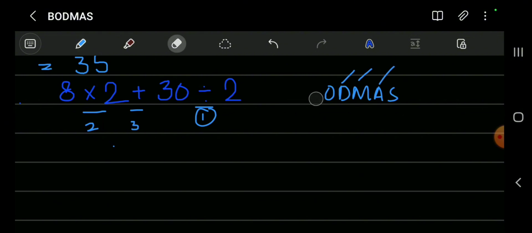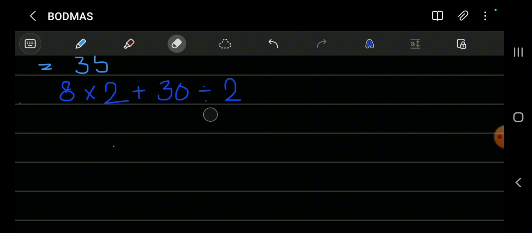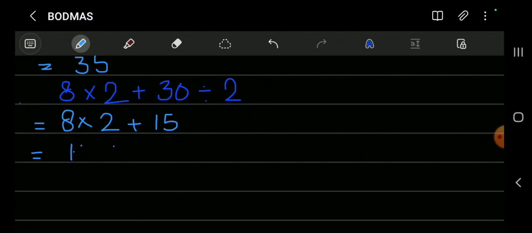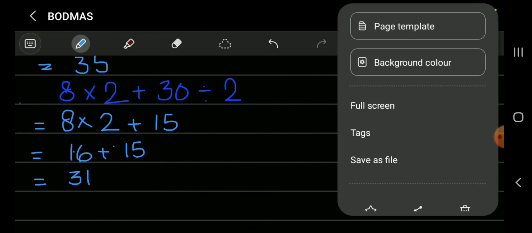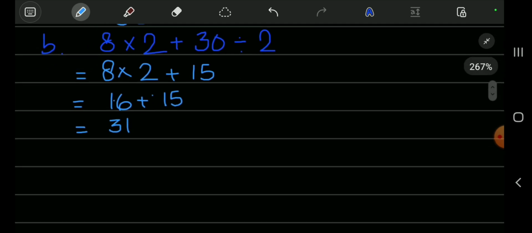Okay, so let's do that. We'll write 8 multiplied by 2 plus as it is. First we will solve this 30 divided by 2. Okay, 30 divided by 2 would be 15. Then we see that we have to first multiply and then add. So 8 times 2 is 16, plus 15. So this is going to be 31. Okay, this is how you're going to solve. Okay, so let's do another example.